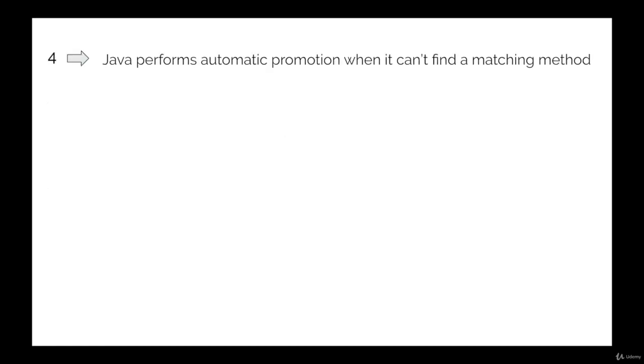Now the next rule says that Java performs an automatic promotion when it can't find a matching method. What does that mean? Whenever you are trying to call an overloaded method, and for the parameter you have passed Java is not able to find a perfect match, in that case Java will perform an automatic promotion. Now what does this automatic promotion look like?